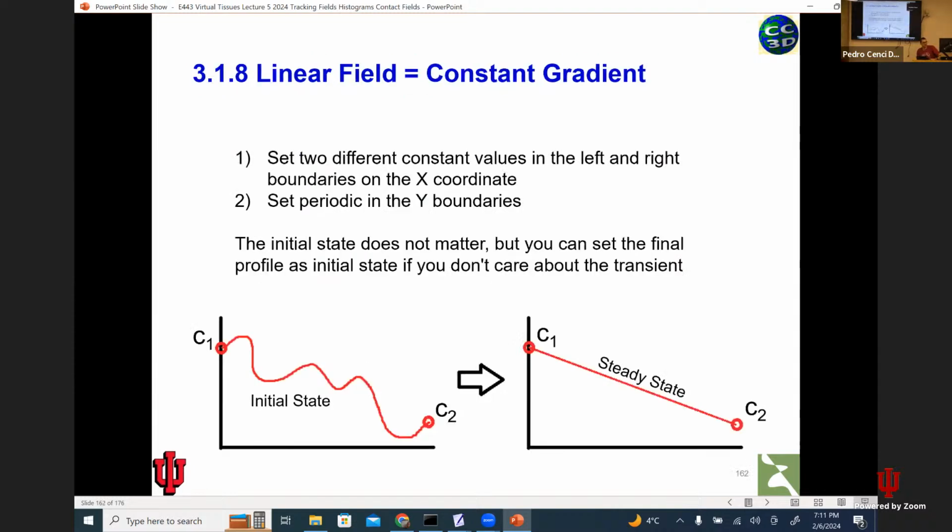And the exercise for you is to generate a linear gradient, in such a way that it doesn't depend on how you initialize the field. It will get to a linear configuration because you specified certain boundary conditions. So this is the exercise for you. Go ahead, open Twedit, start a new simulation.